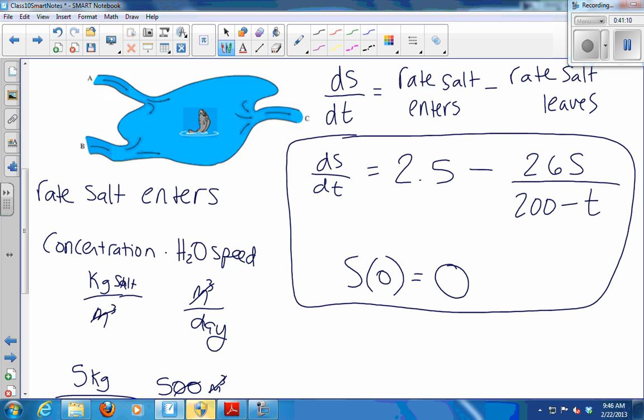So there's our differential equation. To the other side, and that will be your g of t.